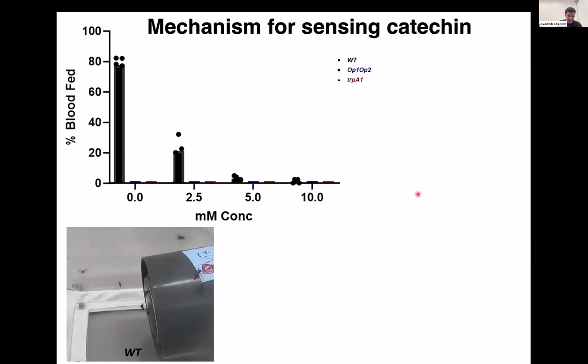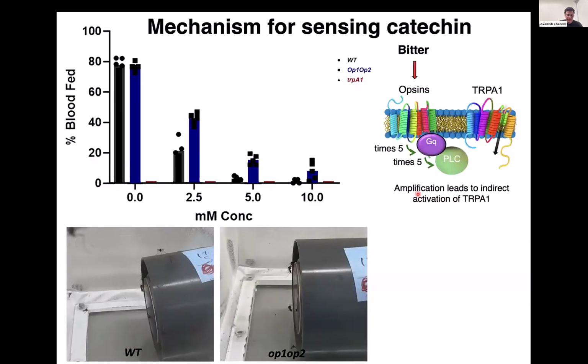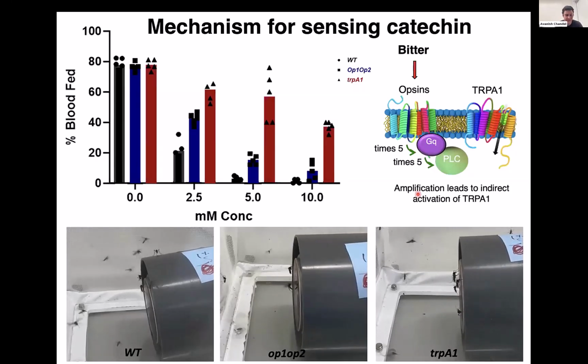In fact, there is a blood feeder there, but mosquitoes are sitting there, making contact with the membrane, and they are flying away. Now we tested OP1, OP2, as well as TP1 in the same behavior assay, and we found that, at the same concentration of catechin, OP1, OP2 mosquitoes are landing and trying to blood feed.